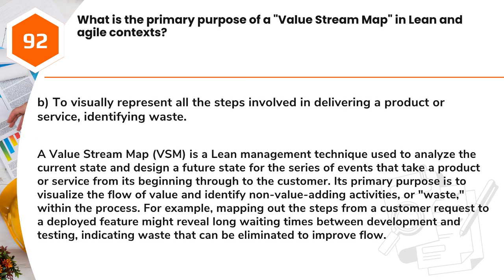Answer: B. To visually represent all the steps involved in delivering a product or service, identifying waste. A value stream map, VSM, is a lean management technique used to analyze the current state and design a future state for the series of events that take a product or service from its beginning through to the customer. Its primary purpose is to visualize the flow of value and identify non-value-adding activities, or waste, within the process.